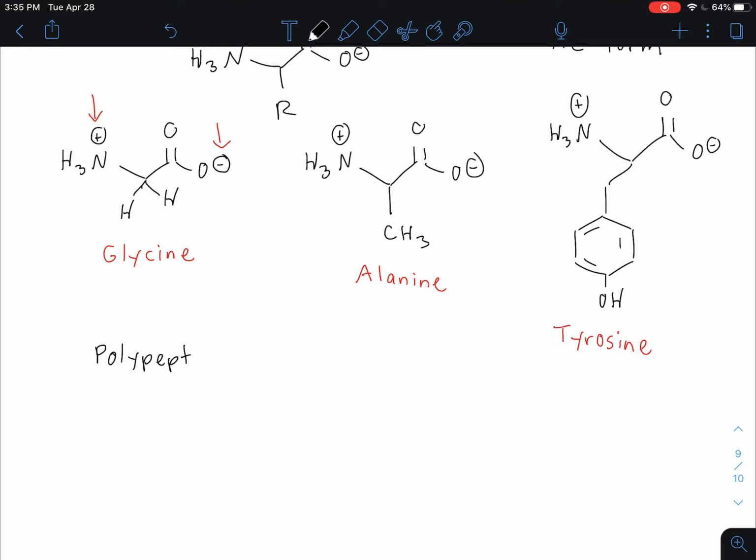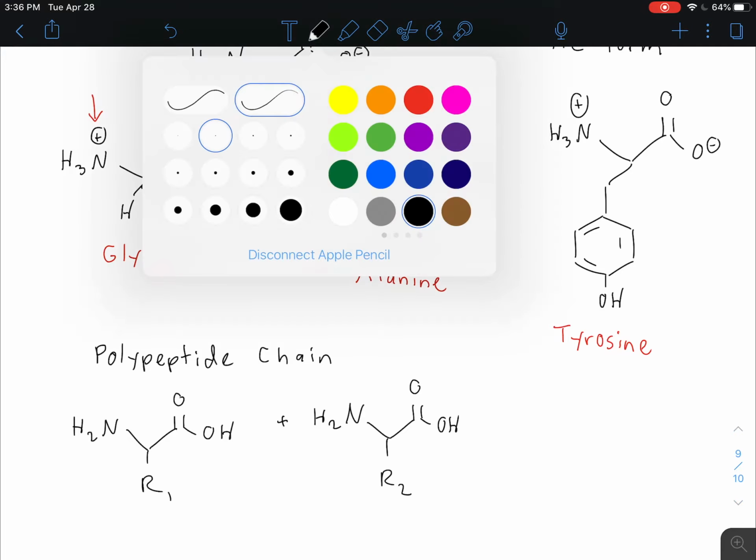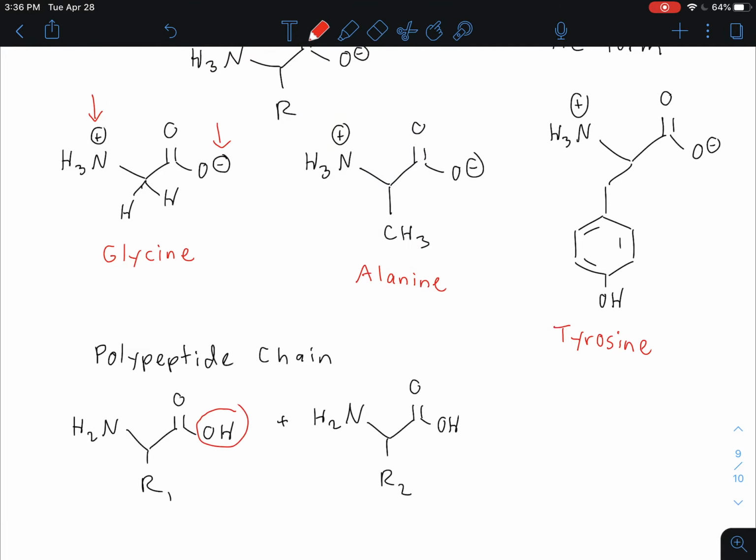So one last thing to say here is we can talk about a polypeptide chain. Normally we're not looking at these things isolated. They're all connected together in order to make a chain. So let me draw one of these neutral. I'm going to draw another one. We'll call this R1. And we'll call this R2.